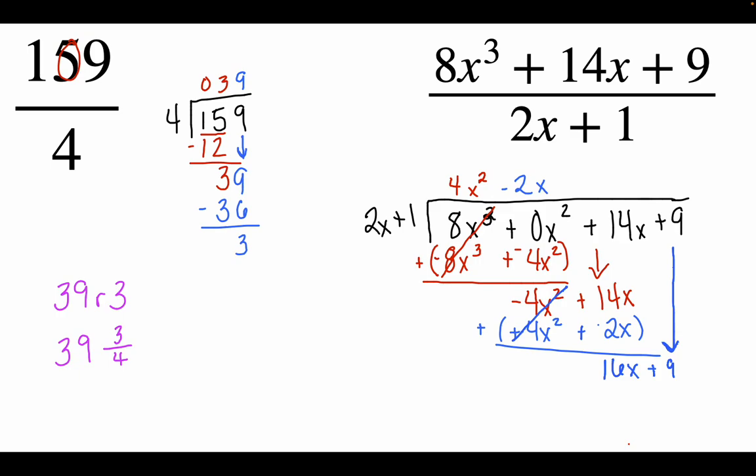Okay, well, what do I need to multiply a 2x by to get a 16x? I need to multiply it by 8. 8 times 2 is 16x, and 8 times 1 is 8, so plus 8. Again, subtracting, so I'm going to change it to adding the opposite. So my 16x is canceled, and I'm left with 1. Now, I can't divide anymore. This 1 doesn't have an x, so that means this is my remainder.